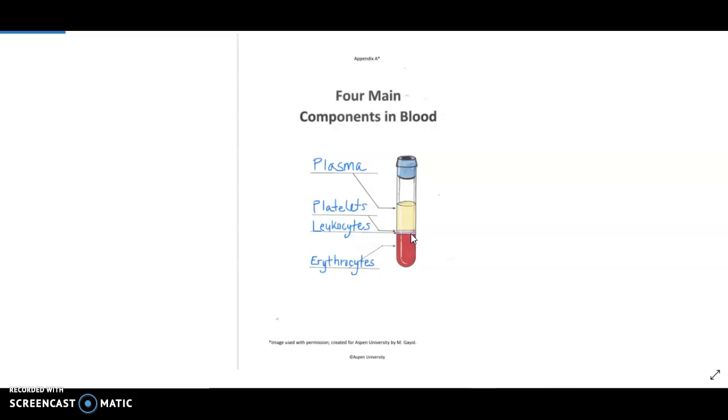and the next portion is platelets. Platelets also make up about 1% of the blood. Platelets are used in clotting. They have all of the clotting factors and enzymes found within there. They are not true cells, but they are pieces of cells surrounded by a plasma membrane.